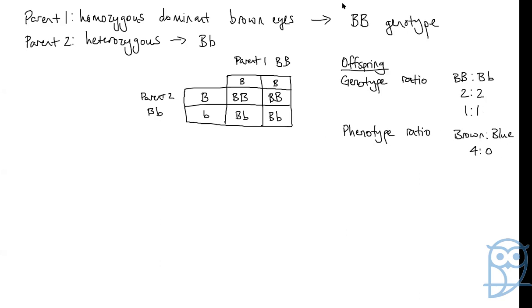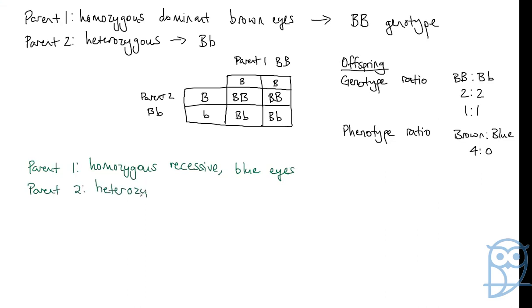Okay, let's say we have a different set of parents and see what happens there. So our next set of parents, we're going to say parent 1 is homozygous recessive. In other words, they have blue eyes. Parent 2 is, again, let's keep them heterozygous.